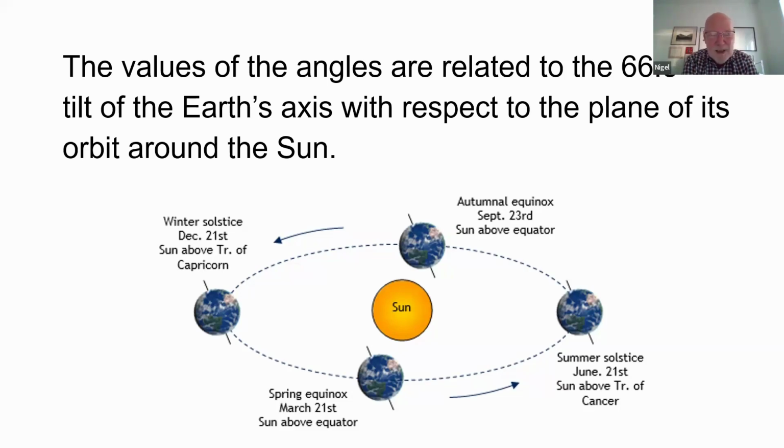But if you want to be a little bit more correct, it's tilted at 66.5 degrees to its orbit. And you might like to think more about that. Right, next slide, please, Alastair.